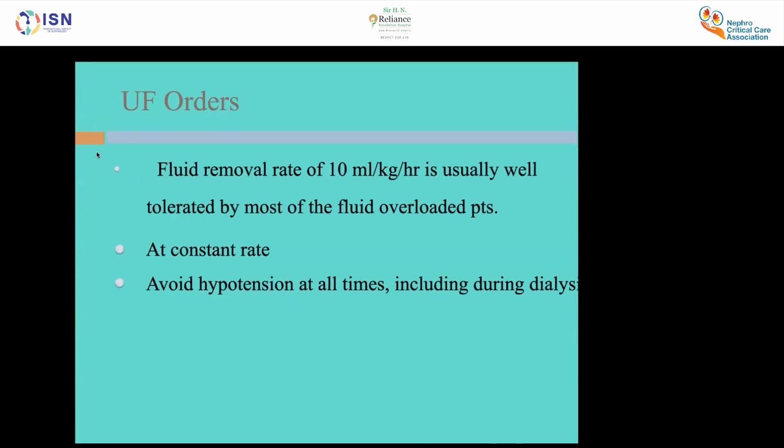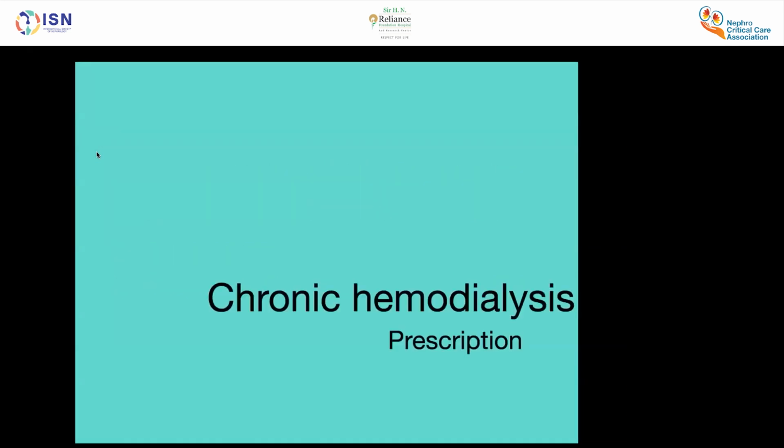Then ultrafiltration orders. A fluid removal rate of 10 ml per kg per hour is usually well tolerated by most fluid overloaded patients. This ultrafiltration should be done at a constant rate, and we should avoid hypotension at all times, including during the dialysis. That's all about acute hemodialysis prescription, ma'am.